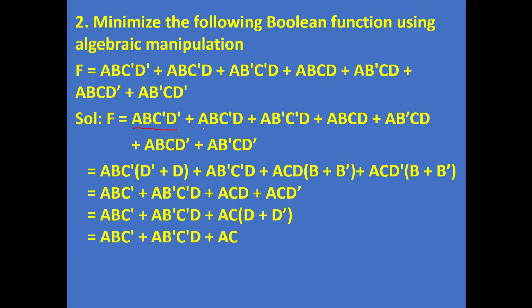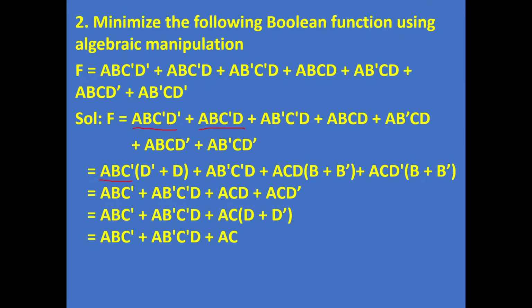So these two terms, if we compare: ABC bar, ABC bar. Here D bar is there, here D is there. So here I can take ABC bar common. What is left over? D bar plus D. So what is D bar plus D? You can type answers in the chat box if you are able to follow. D bar plus D is equal to 1.